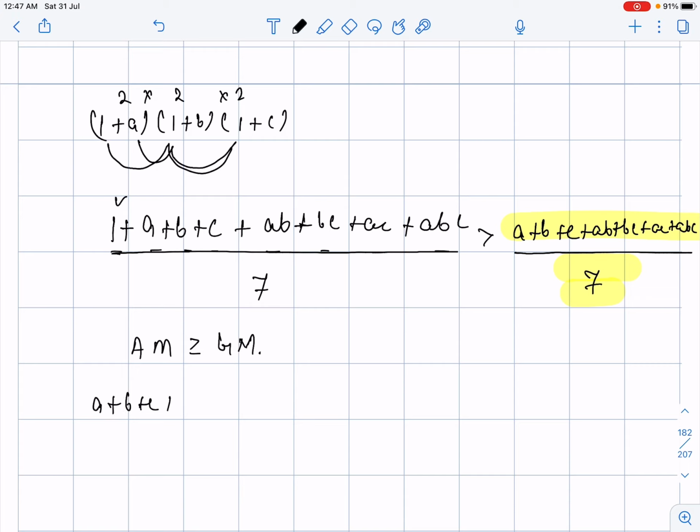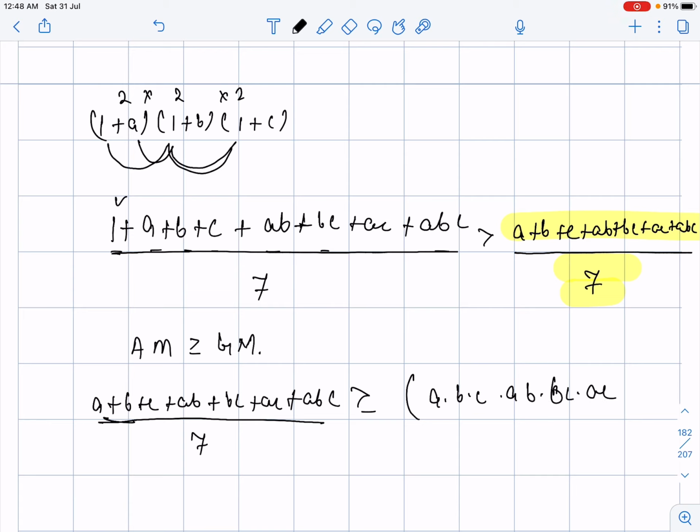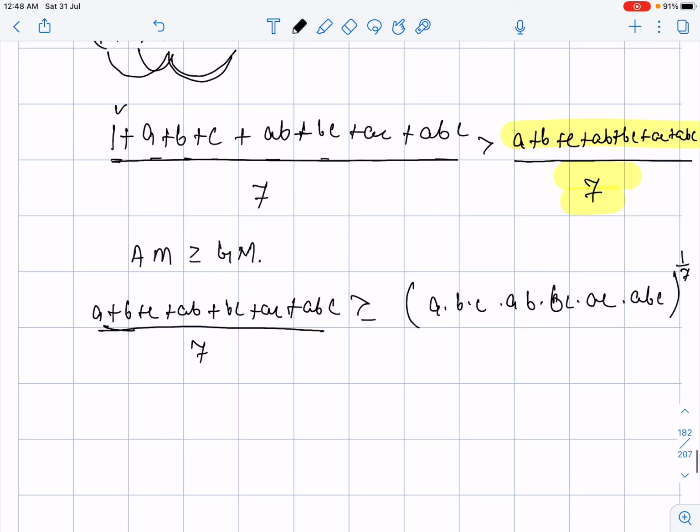That is, a plus b plus c plus ab plus bc plus ac plus abc divided by 7 will be greater than or equal to the 7th root of a dot b dot c dot ab dot bc dot ac dot abc, that is, to the power 1 upon 7. Now guys, what will we have? a square, a cube, a power 4, then b square, b cube, b power 4, then c square, c cube, c power 4, whole to the power 1 upon 7.